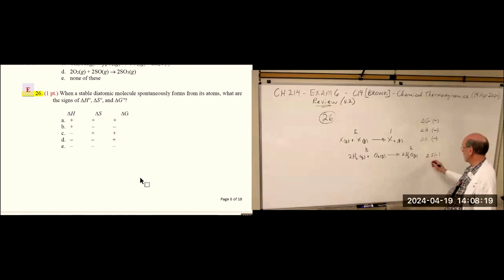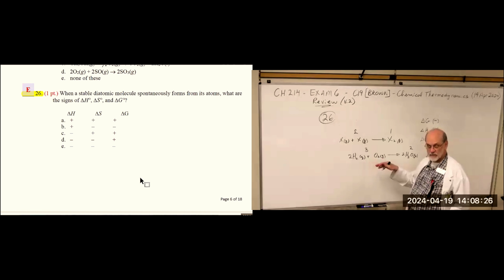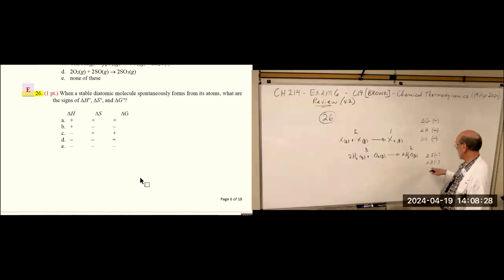Now we know that delta H is also negative. Right? When you put hydrogen and oxygen together, you release a lot of energy. So that's definitely exothermic. And it's spontaneous. So this one would also be negative, negative, negative. Okay.